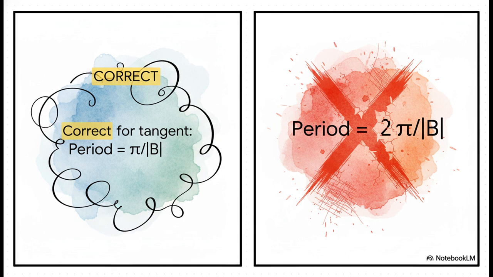We spend so much time with sine and cosine that our brains are hardwired to use 2 pi for everything. With tangent, that is a trap. It is always, always, always wrong. The correct formula is pi divided by b.